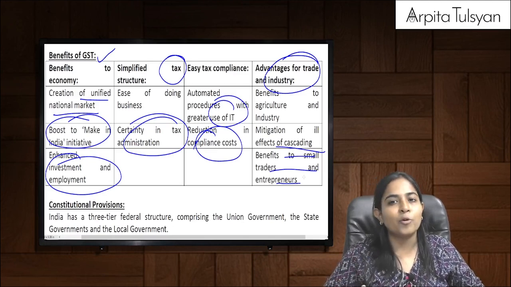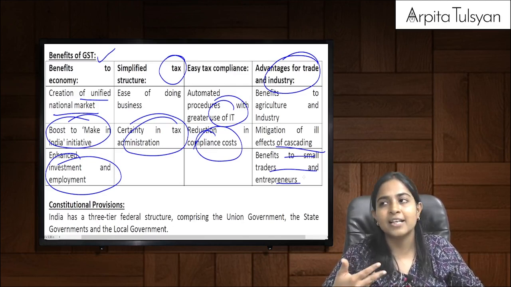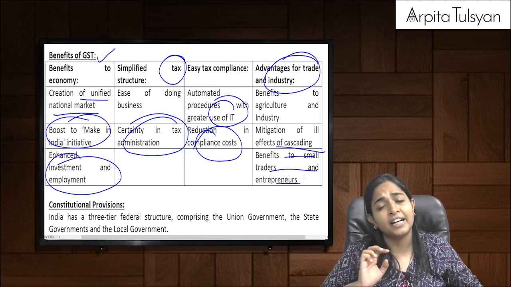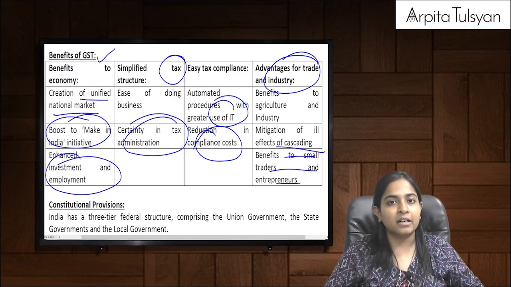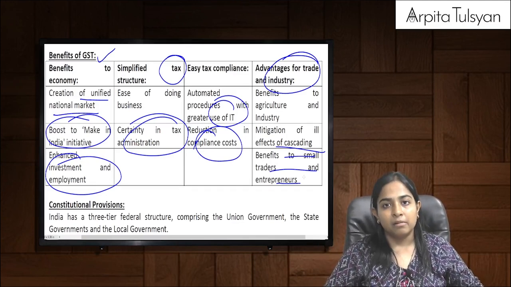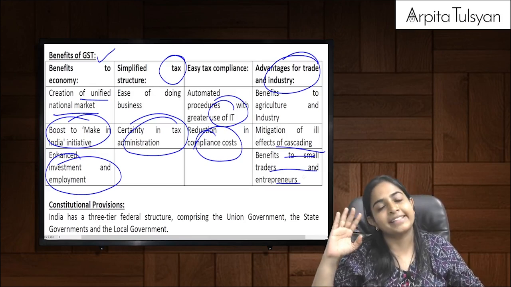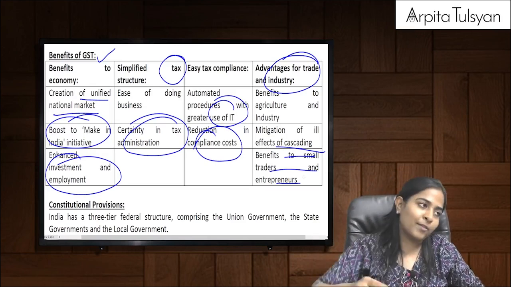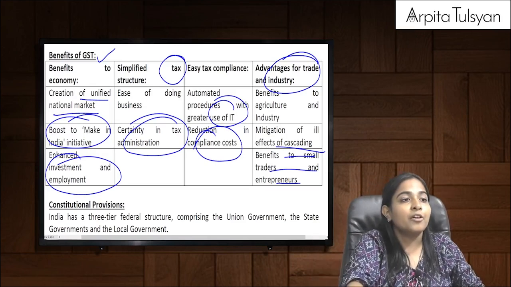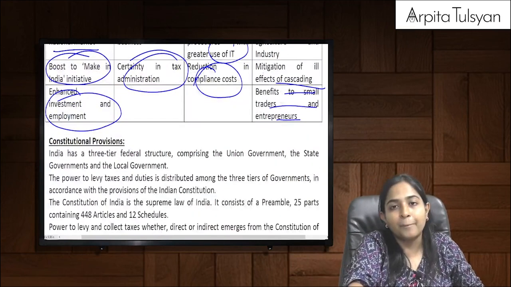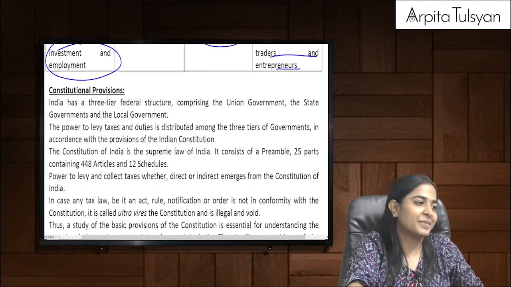Because of demonetization, cash has almost gone. Cash transactions have reduced to a very large extent because of GST. Because of GST and all those things, tax collection has gone to the next level altogether. So that was the motive of the government, and it has been very successful in accomplishing it, right?